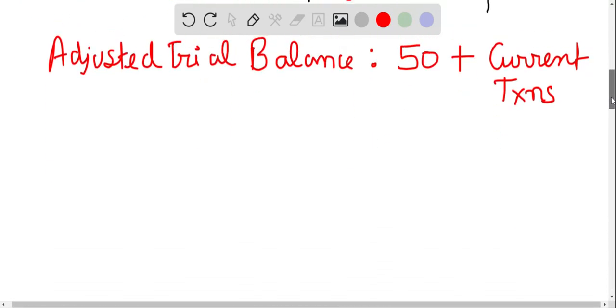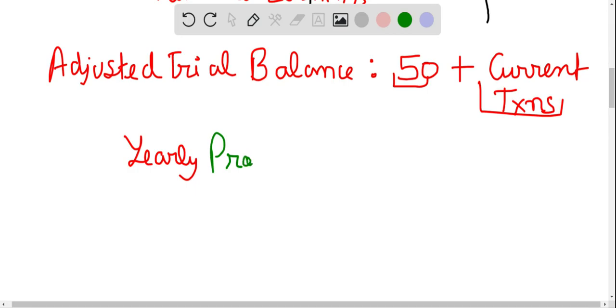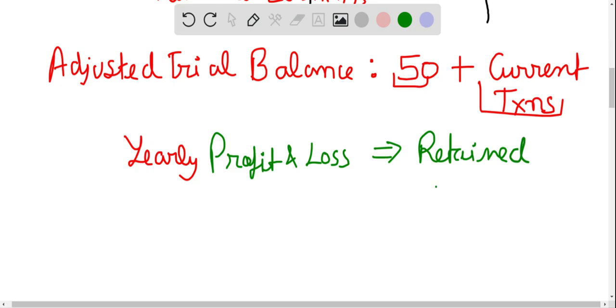Now in order to account for all the missed transactions and current transactions, we will transfer our yearly profit and loss to the retained earnings account. Therefore, this account will also be included in the post-closing trial balance.